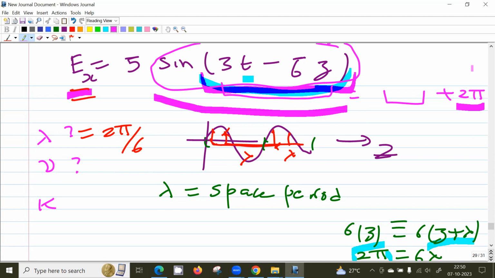So when I change z to z plus lambda, the extra thing I'm getting is 6 lambda. So if this 6 lambda turns out to be 2 pi, then this value will not change. So from this I get 6 lambda should be equal to 2 pi. From this I get lambda is 2 pi by 6. Okay, next is time period.